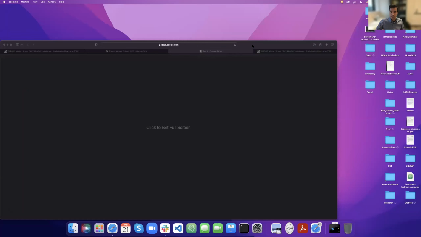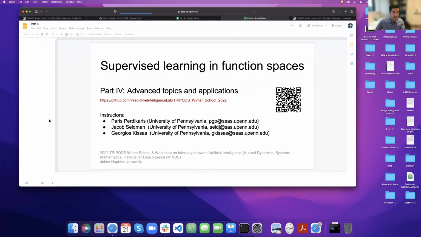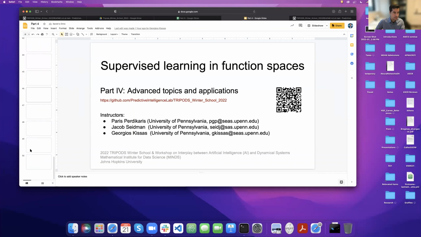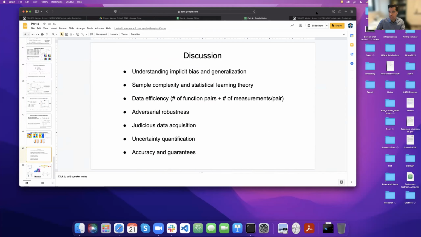So let me keep sharing my screen. I'll just maybe keep it, sorry, not in full screen mode, but I'll just put that slide up there. We can get the discussion going. So perhaps we can start with any questions on the last part of the tutorial, and then maybe we can jump into the discussion.